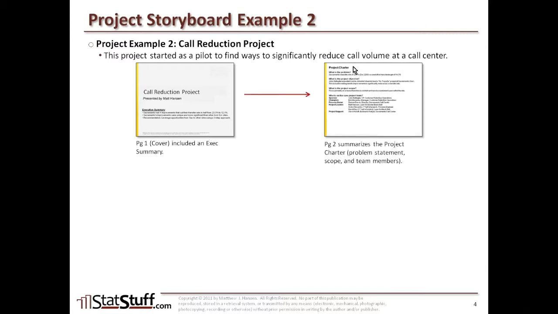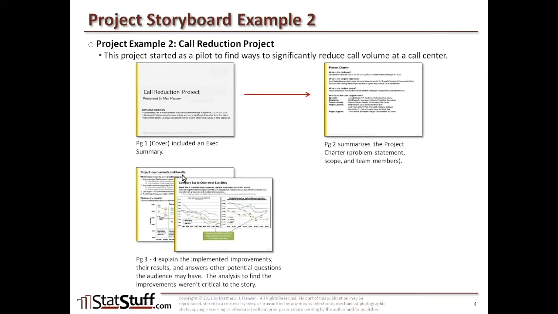And then my second page, this is where my project charter is, where I had a simple 1-sentence problem statement, and also identifying the objective for what we're trying to accomplish within the project, along with the scope and the project team. Again, I tried to get right to the point so they understand the context for why this is an important project. The next 2 slides were basically just addressing what were the improvements and the results that we saw in the project, and the other questions that they might have about those improvements.